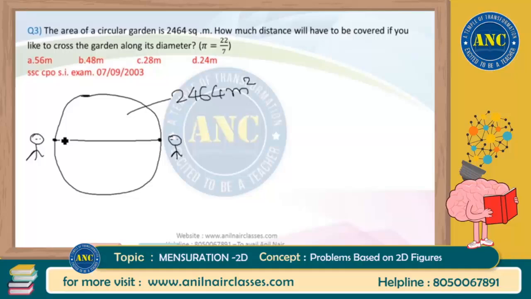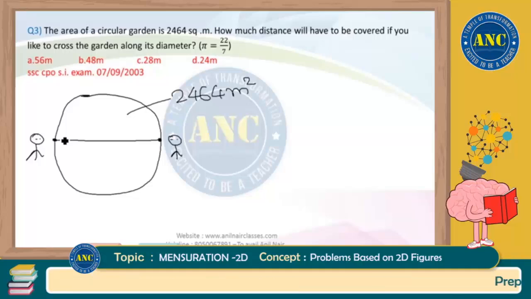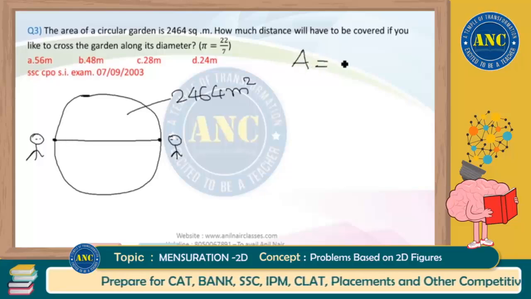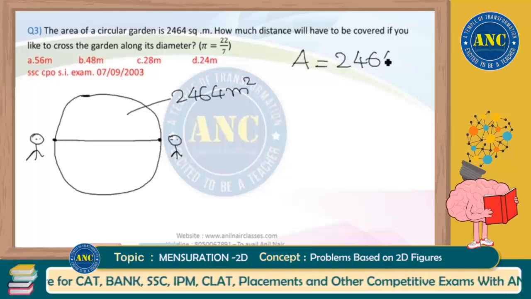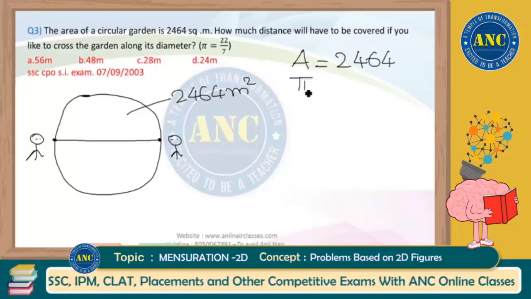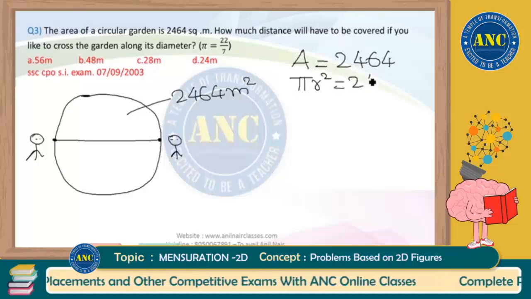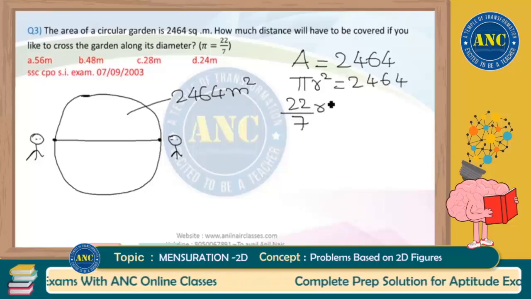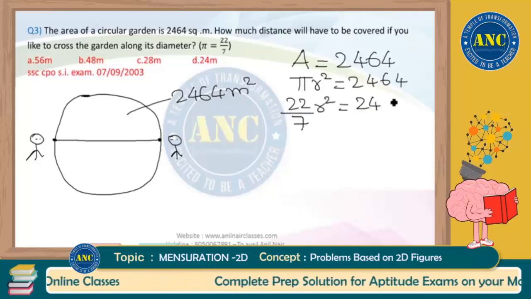Why are they combining mensuration with time, speed and distance? Don't confuse, sir. They are asking you what is the length of the diameter. Simple. Now see here, sir. Area is given as 2464. Can I say that area is nothing but pi r square? Pi r square is nothing but 2464. But pi is 22 by 7, r square is 2464.